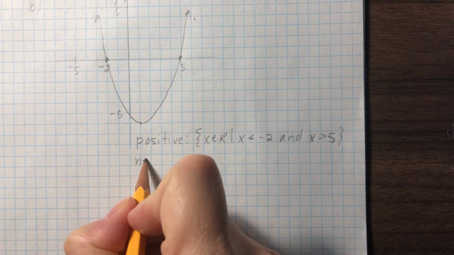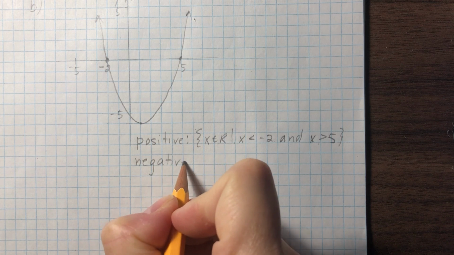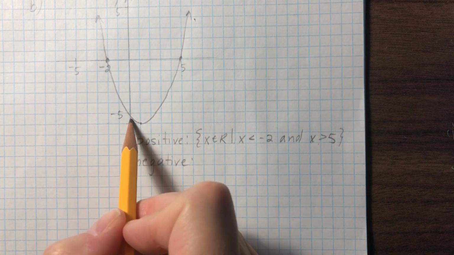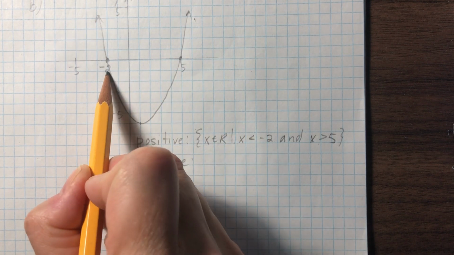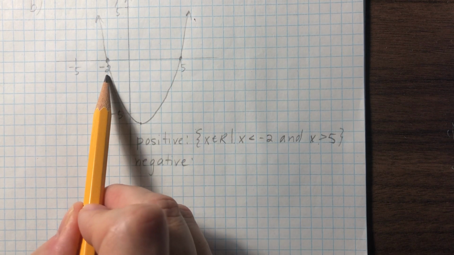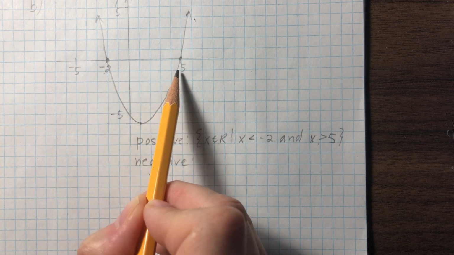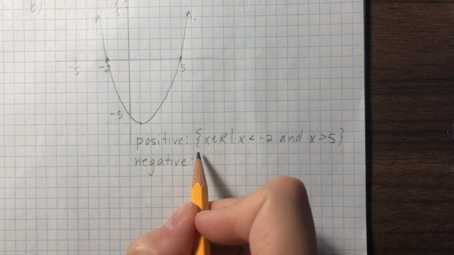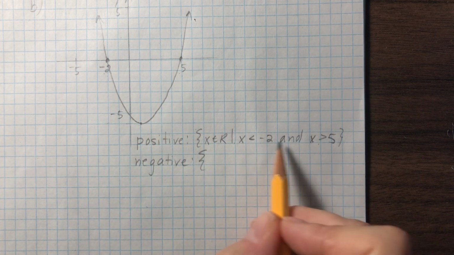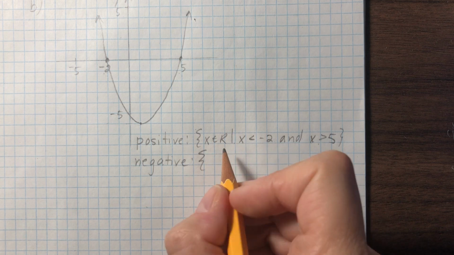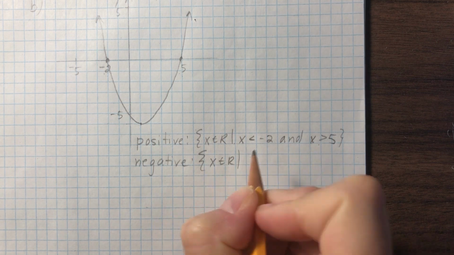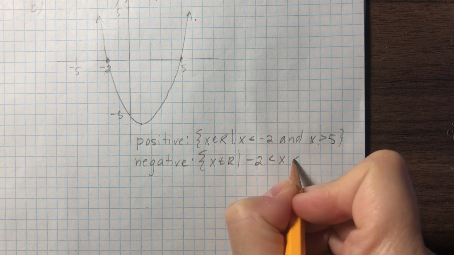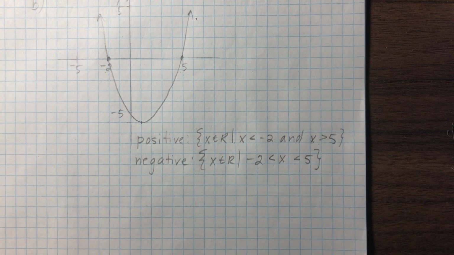Now for negative, this is the portion of that parabola I consider. The lowest value here goes up to -2 and the highest up to 5. And then there's going to be all these x values in between. So the signs will just be reversed. So this time x has to be greater than -2 but less than 5.